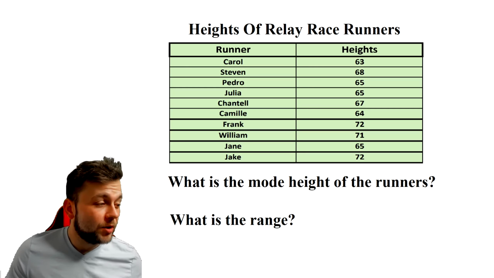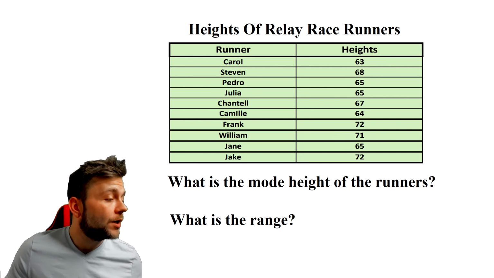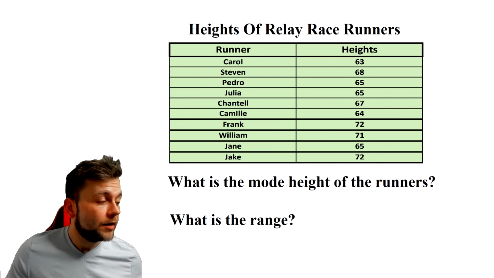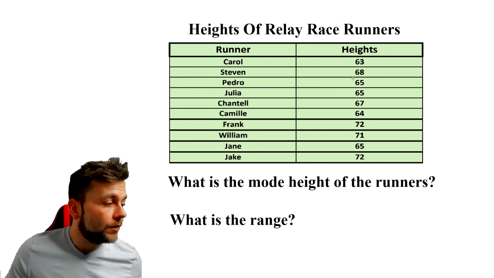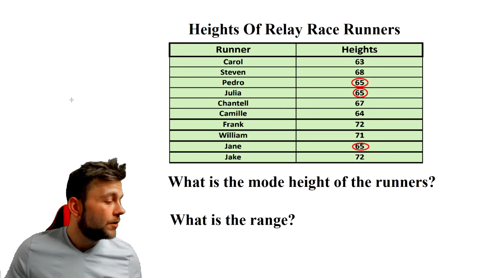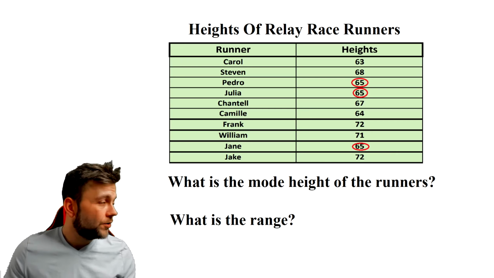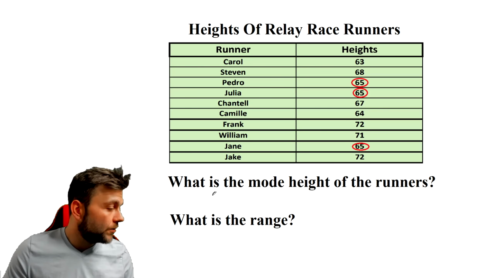So what I'm going to do is look through that right column and see which ones show up the most. And right away, I start to notice that we have a double at least. So we have 65 there, another 65 there, and another 65 there. So the mode height of the runners is 65. Let's go ahead and write 65 underneath there.